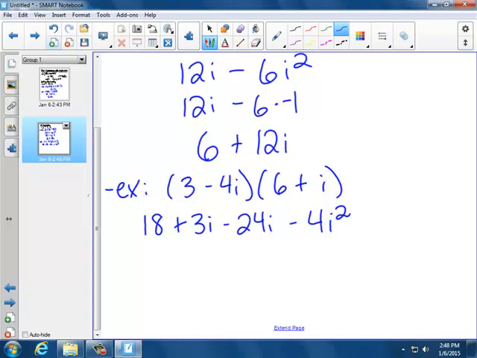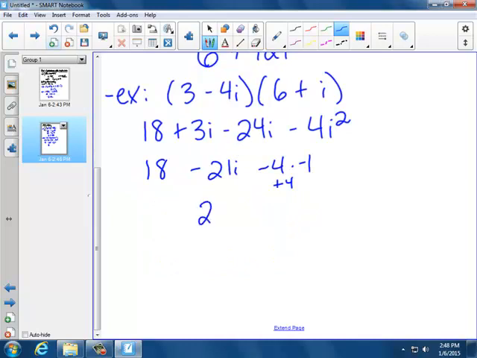So a little bit more work I could do here, though, because I can combine the plus 3i and the minus 24i, minus 21i. And then i squared is negative 1, so that's going to become a plus 4. So 22 is my real part, minus 21i.